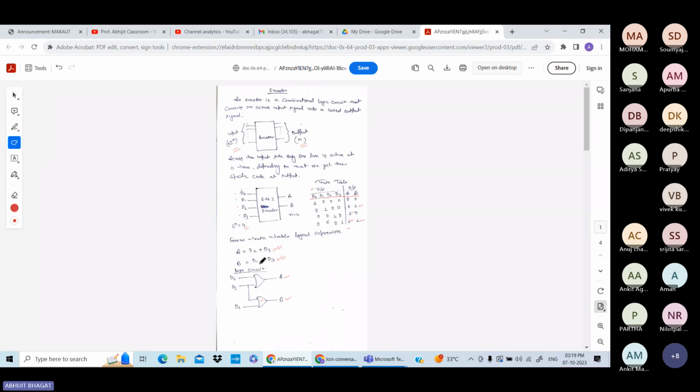After getting the logical expression, we can easily draw the logic circuit. D2 plus D3, we need an OR gate. We will get A. D1 plus D3, D1 and D3 passing through the OR gate. We will get B. So this is for the 4 to 2 encoder circuit. Okay.